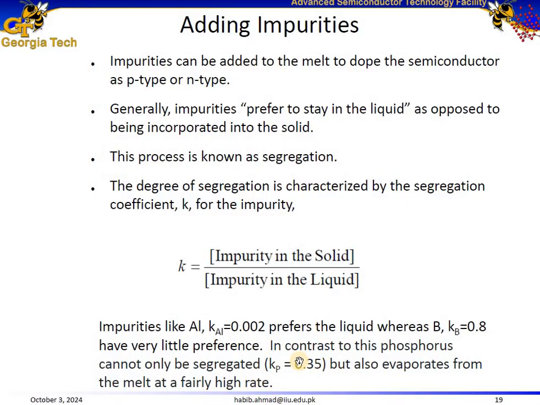n-type with phosphorus. So in other words, the takeaway point of this slide is that impurities have different preferences for being in the solid semiconductor versus the liquid melt. This behavior is characterized by the segregation coefficient. It's crucial in controlling how much of the impurity ends up in the final solid material. Some impurities like aluminum prefer to stay in the liquid, while other impurities like boron have a higher chance of being incorporated into the solid.